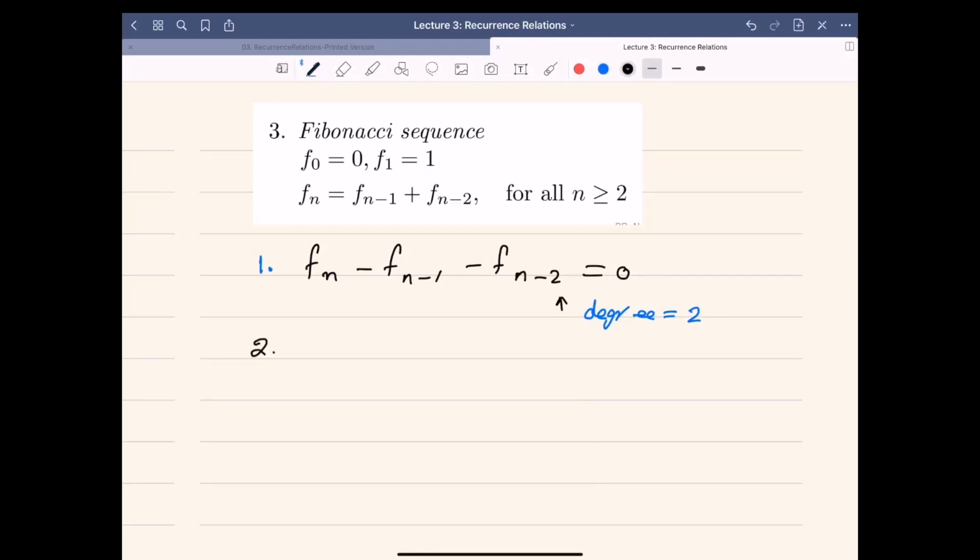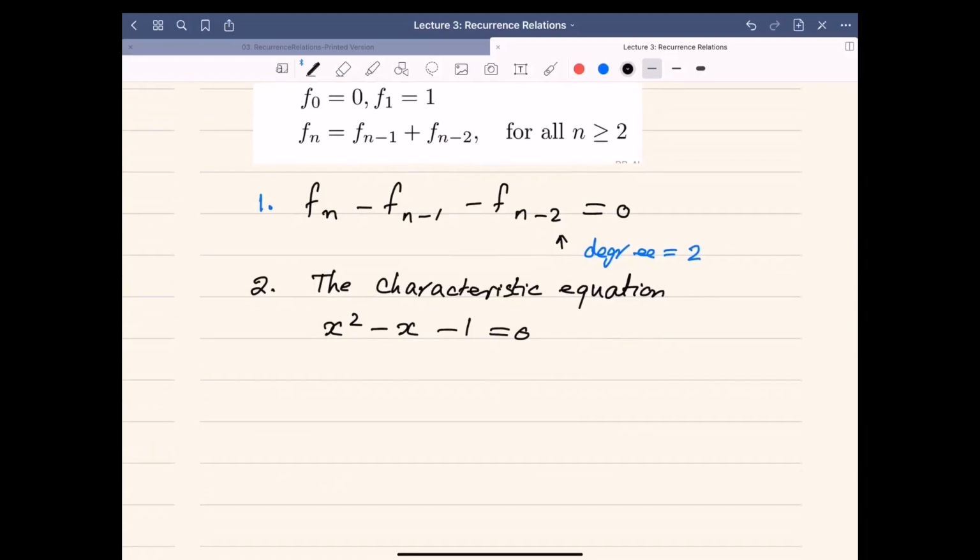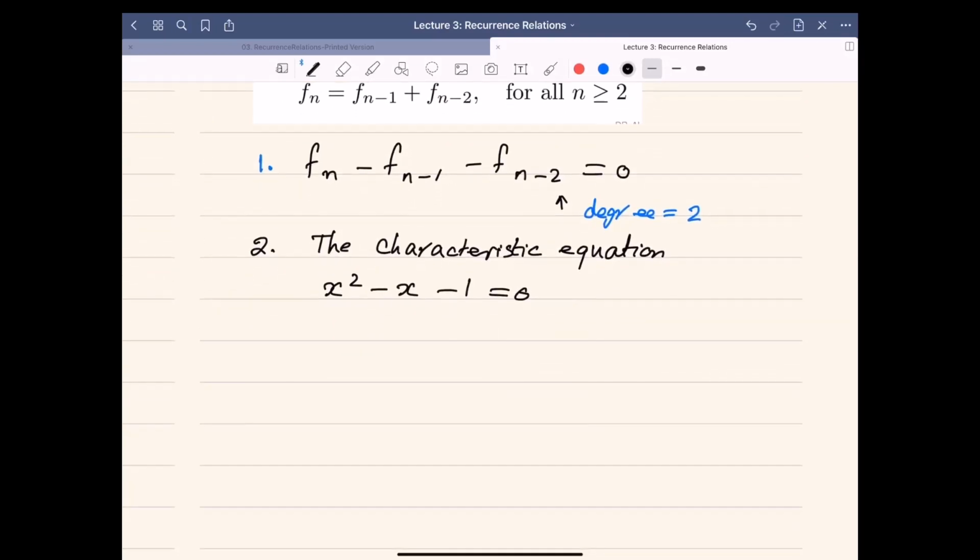Step number 3, you find the characteristic polynomial or equation. Since this is degree 2, the first term of the polynomial will be x squared minus x minus 1 is equal to 0. Now if I want to find the roots, again you can use the calculator, or you can use factorization, or you can use the general formula for quadratic equations.